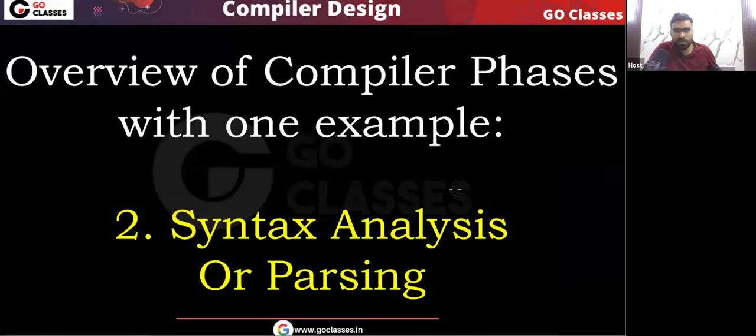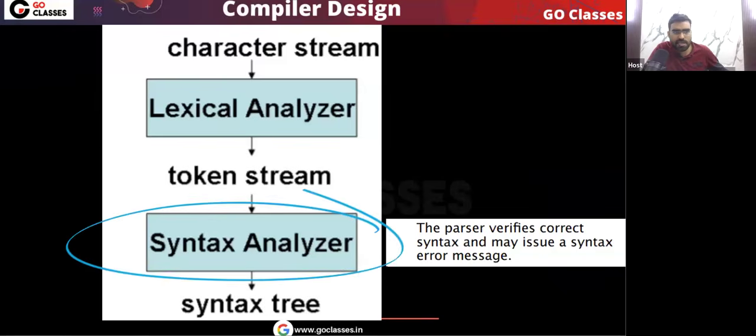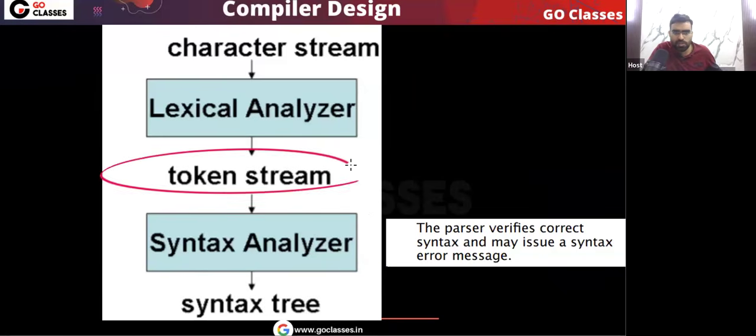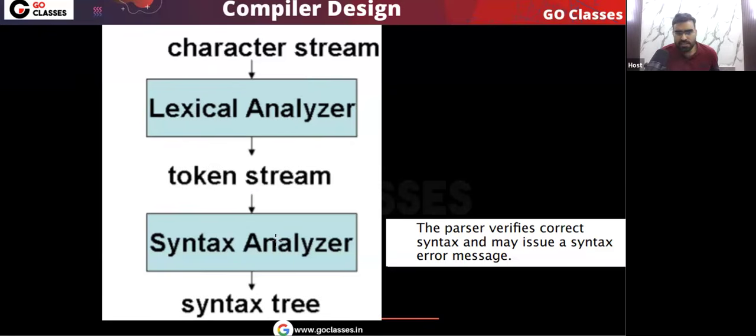The next phase of the compiler is syntax analysis, or parsing. In this syntax analysis phase, you check for the syntax. The input is the token stream that you got from the lexical analyzer, and that token stream is the input for the syntax analyzer. It will check whether your source program has correct syntax.